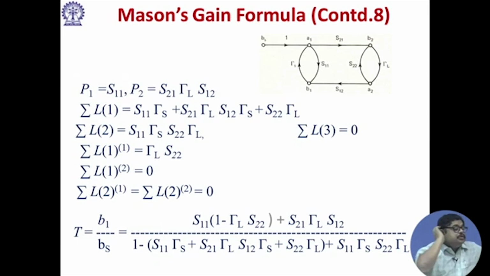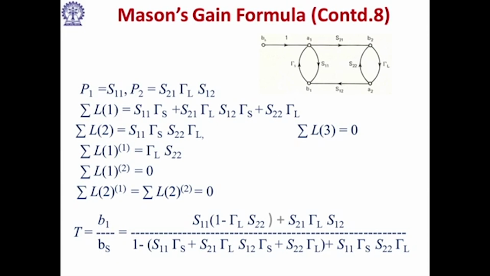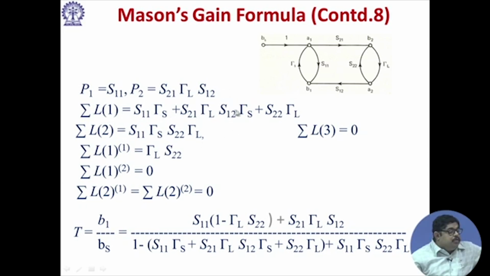So, in Mason's gain formula, we can put all that. We have written the P1 value, the P2 value, the L1 we have written as the 3 first order loops, 1 second order loop, no third order loop, L11 is only existing, L12 is not there, L21, L22 is not there. So, you can write this will be the transfer function B1 by Bs. So, for this one, if you want to find B1 by Bs, this will be the value.